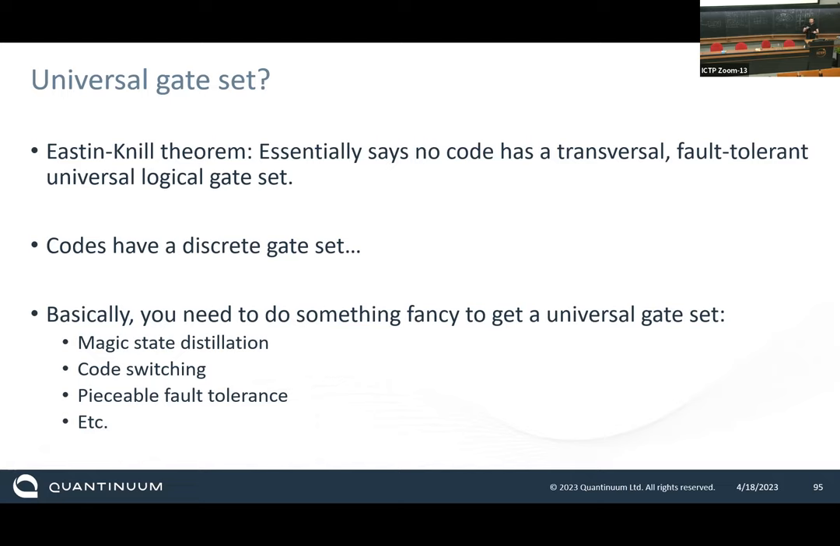You can potentially do code switching, where you use one code to do certain gates and then switch the information over to another code. That's potentially complicated, and there have been papers showing that magic state distillation might still have lower overheads, even if you do those sorts of things. It's still an active area of research. There are other approaches, like feasible fault tolerance, that also get around it.